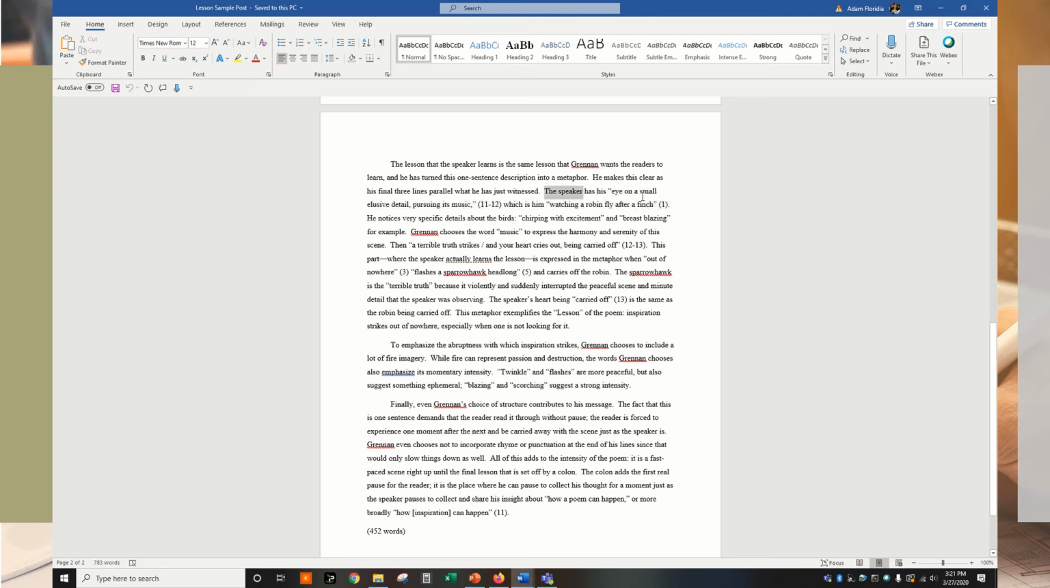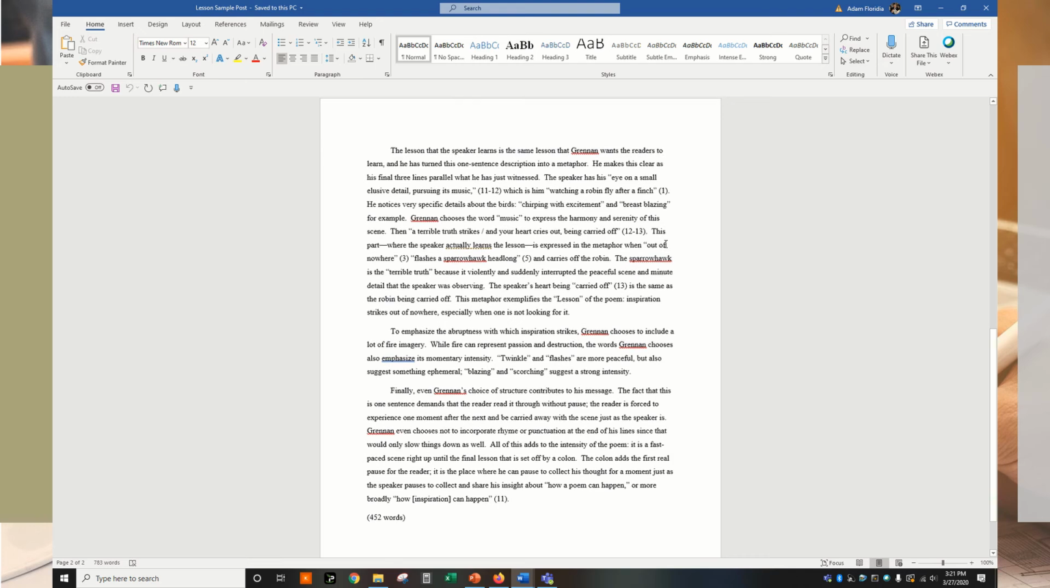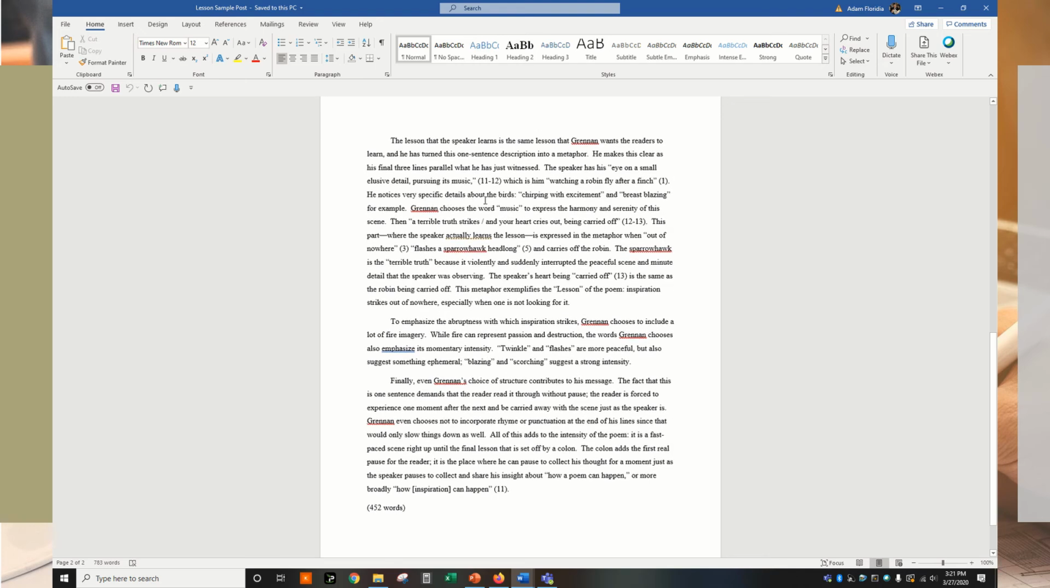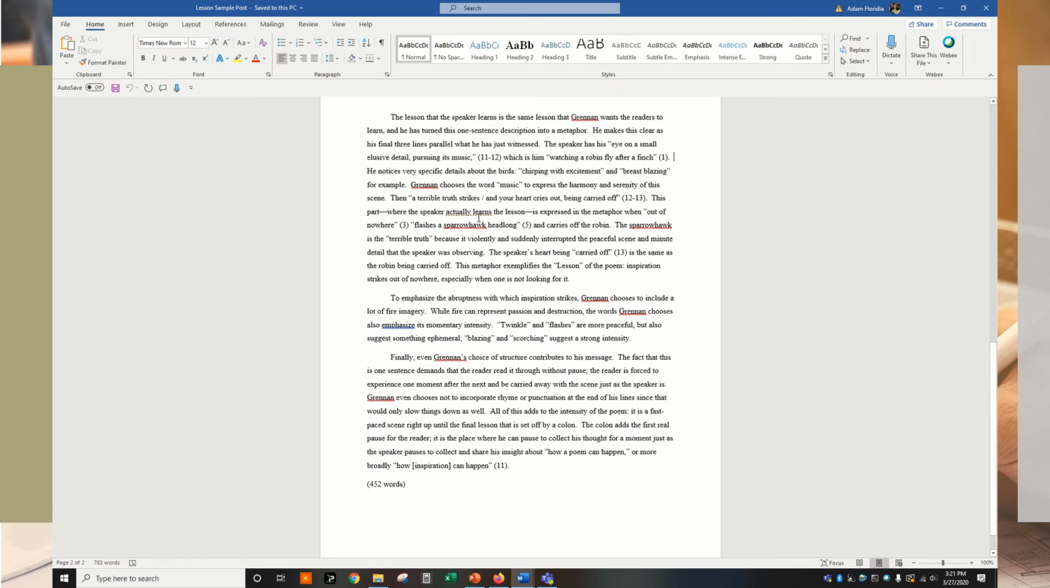Here I'm analyzing. I'm proving it. Here's my quotation. Here's my evidence. These are the final lines. This is the first line. See how they connect. He notices very specific details about the birds, "chirping with excitement" and "breast blazing," for example. Grennan chooses the word "music" to express the harmony and serenity of the scene. Specific word choice.